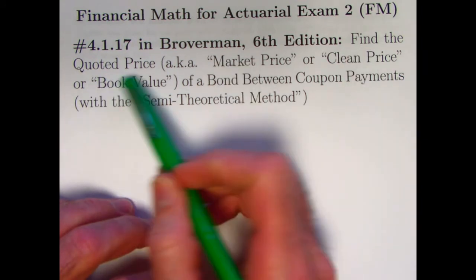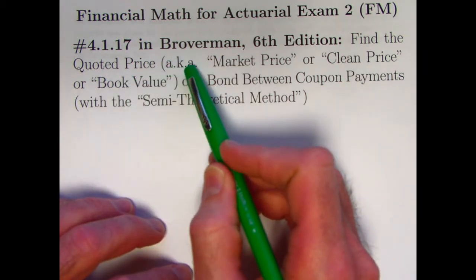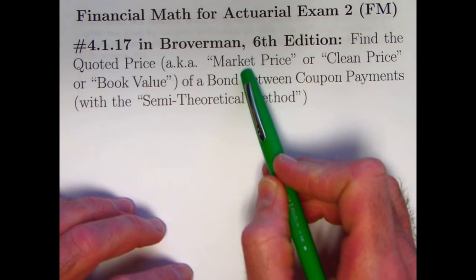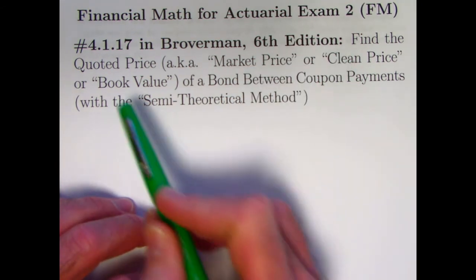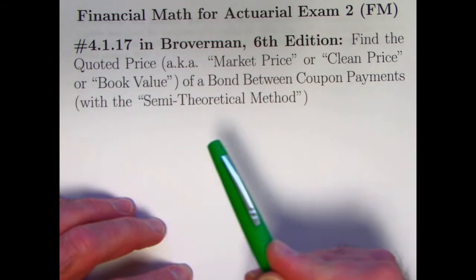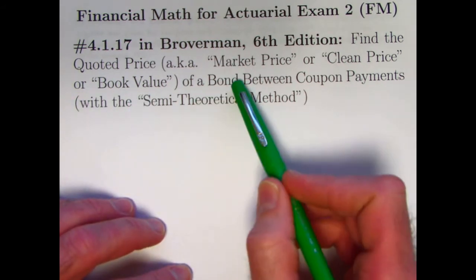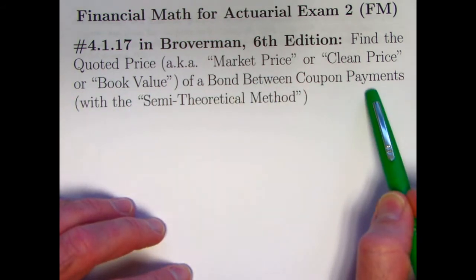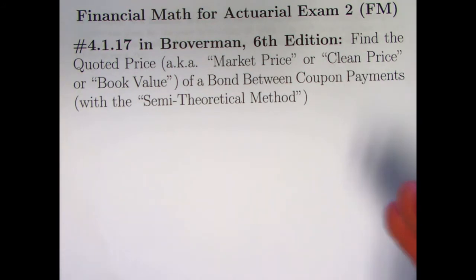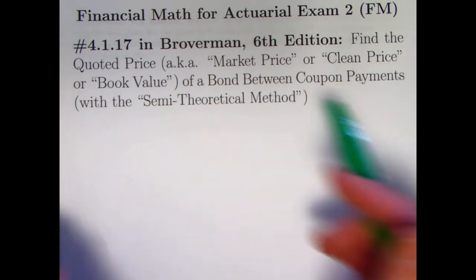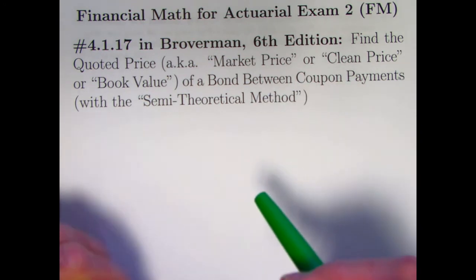We'll be finding the quoted price, also known as the market price or the clean price. There's also a dirty price, which is something different, or the book value of the bond between coupon payments. Normally we've been thinking about prices of bonds right after a coupon payment. Now we're going to think about bond prices between coupon payments.